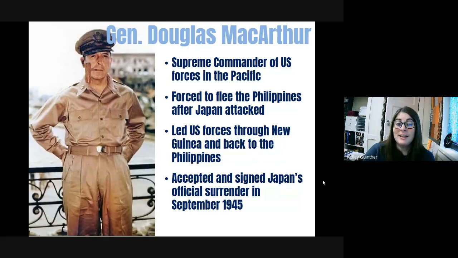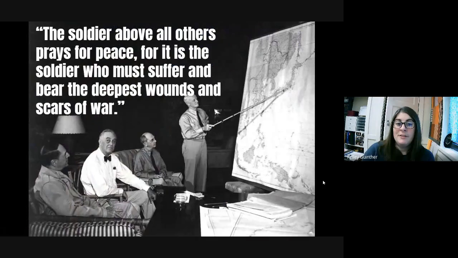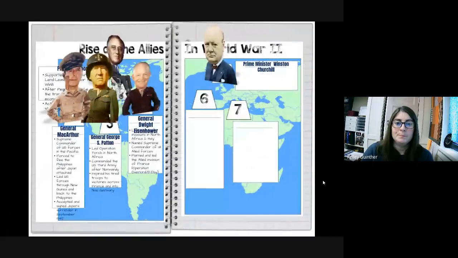He's also the person that accepted and signed Japan's official surrender in September of 1945. So when we officially defeated the Japanese, he's the one there to be a part of that official surrender. One of his quotes: "The soldier above all others prays for peace, for it is the soldier who must suffer and bear the deepest wounds and scars of war." Those were the Americans that we're going to talk about.